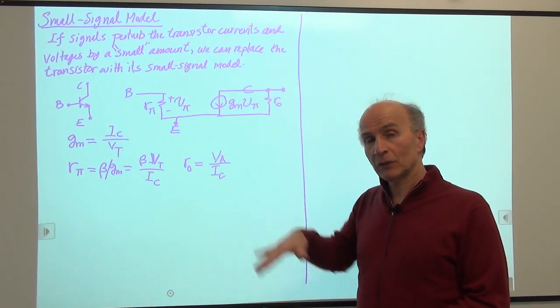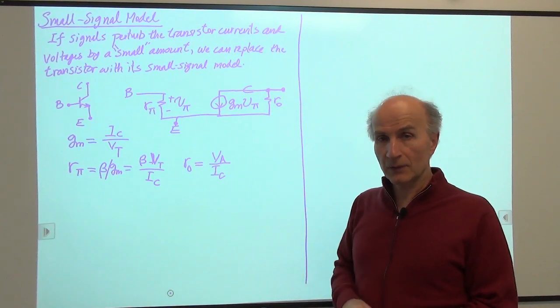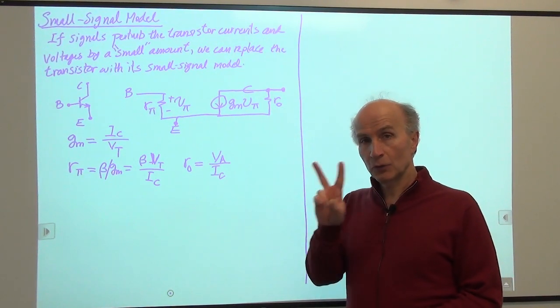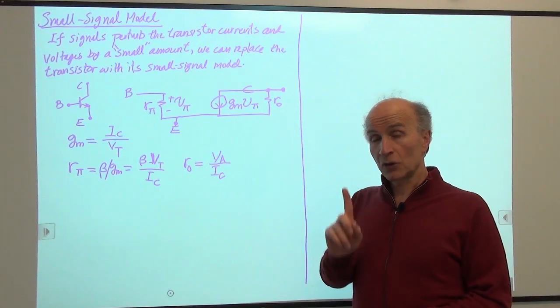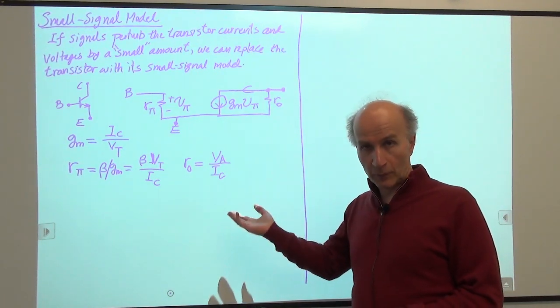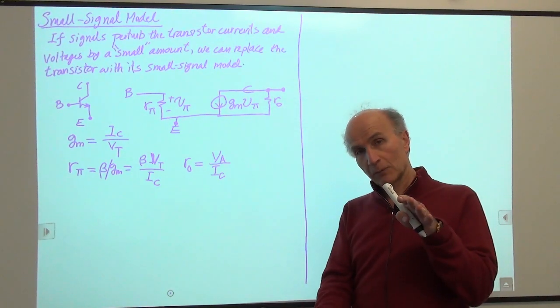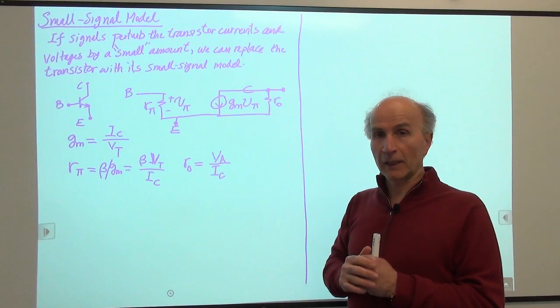Okay, so based on what we have talked about so far, we can see why we bias transistors. We bias them for two purposes. Number one, to ensure they operate in the right region. For bipolar devices, it must be the forward active region. So the base emitter should be forward biased, the base collector should be reverse biased.